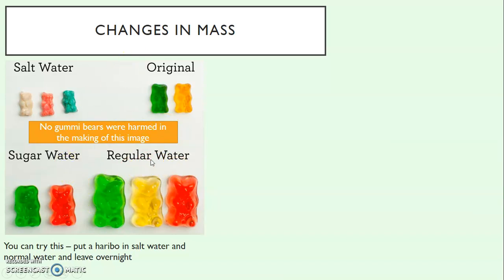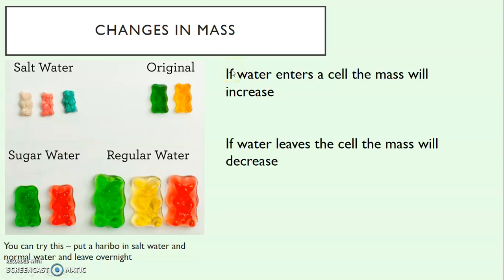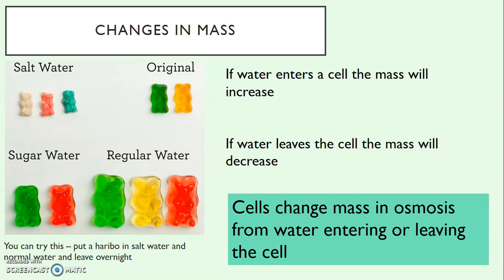And this is all to do with osmosis. So if the water will enter the cell, the mass is going to increase. And this is what's happened here. So the sugar water, the concentration of the sugar inside would be higher than the water, so the water will move in. But in regular water, the concentration gradient is even bigger, so more water moves in. So the mass on these two has increased. In the salt water, because the concentration of the solution outside was higher than inside, all the water has left. So if water leaves the cell, then the mass will decrease. So what we need to know, and this is in our fact book, is that cells change mass in osmosis, and this comes from water entering or leaving the cell.